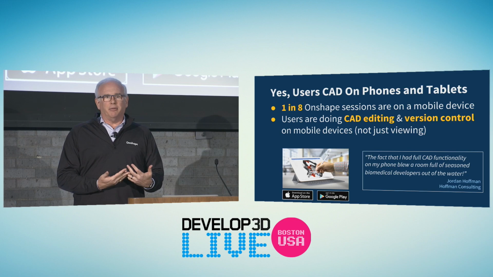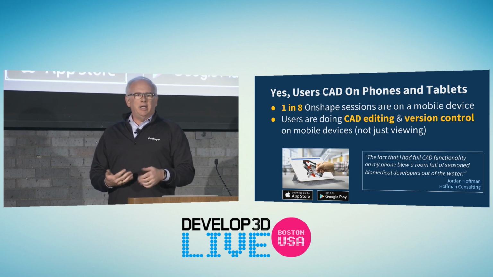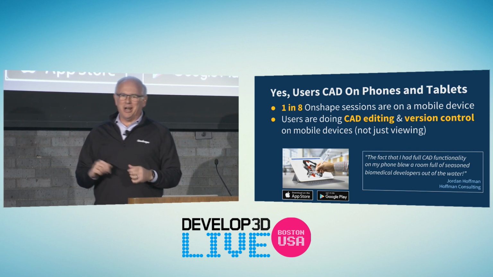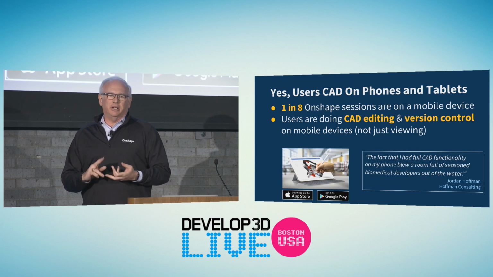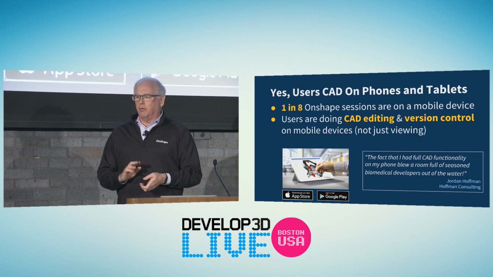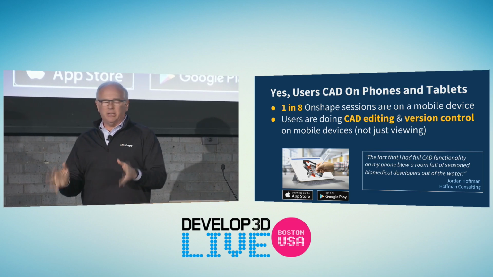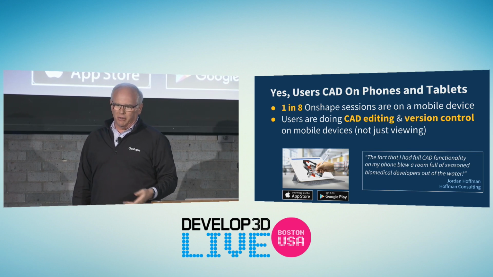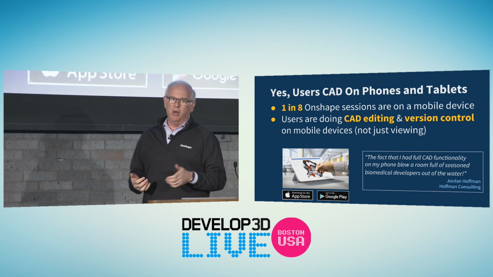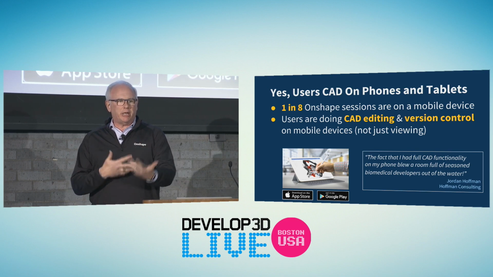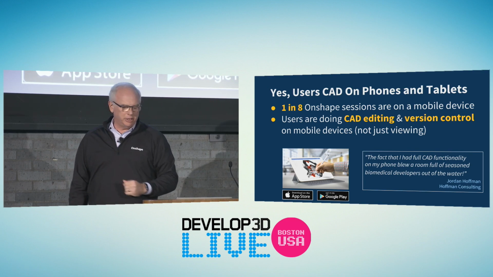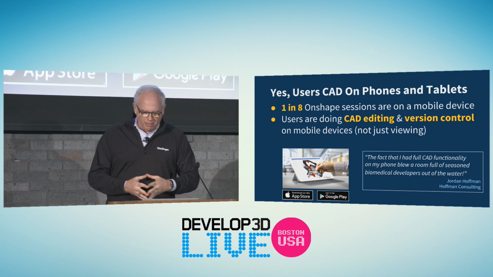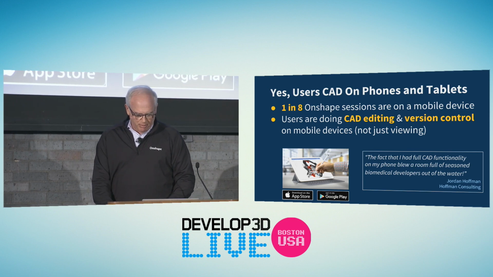Our typical story from a user goes along the lines, they say, I never thought I'd use your mobile product, I didn't think that was something I needed, and then I was on the beach, in an airport, in the train station, on a train, on a run, and I got an urgent message about a release of a part to manufacture. Those of us who are at Onshape have heard these stories over and over again. It's always like, so I tried your mobile app, and wow, I was able to modify the part. I was able to check what someone else did. I was able to go back to an earlier version and check it out. Here's a quote from a user. The fact that I had full CAD functionality on my phone blew away a room full of seasoned biomedical developers.